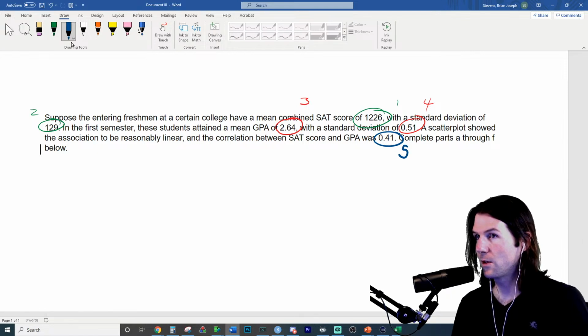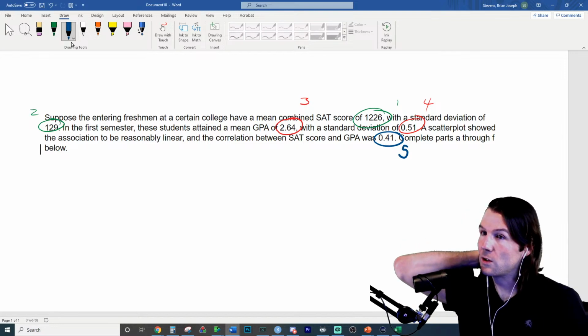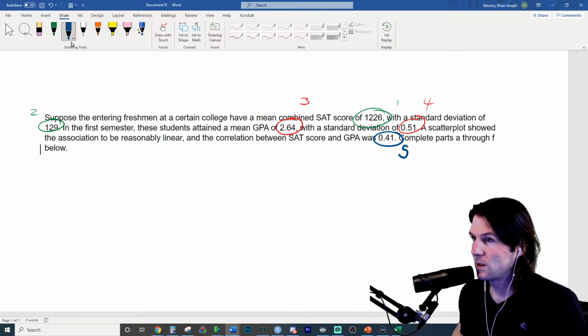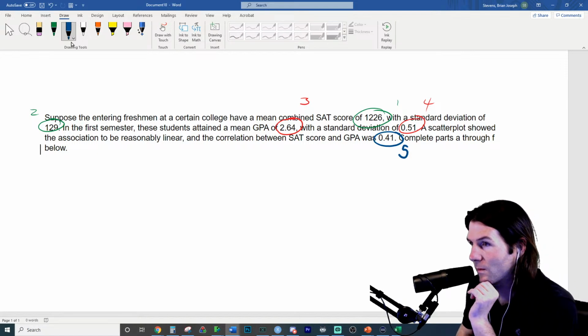Can you identify any of the notation for any of these variables? What is 1? What is 2? What is 3? What is 4? So remember, GPA is the Y variable of interest.